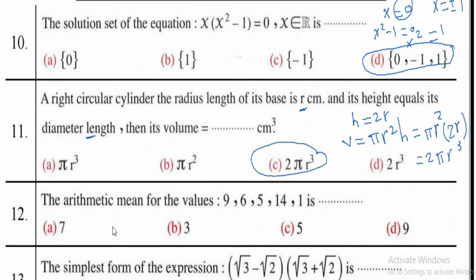The arithmetic mean، the mean equals sum over number. 9 plus 6 is 15, plus 5 is 20, plus 14 is 34, plus 1 is 35. The sum is 35 over number: 1, 2, 3, 4, 5. 35 divided by 5 equals 7. The answer is 7.